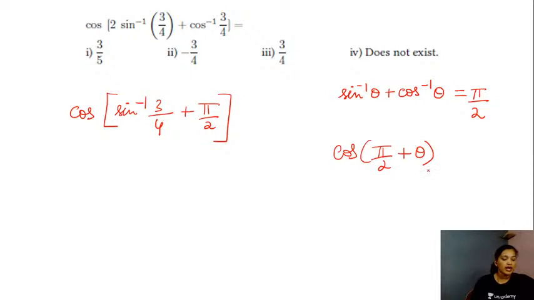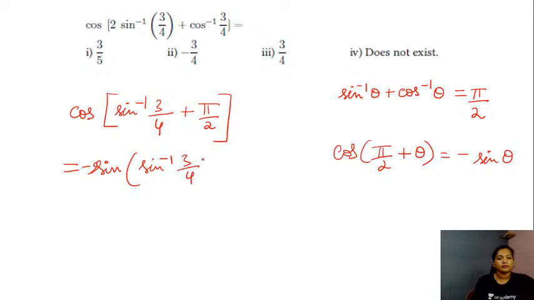Now using your concept of allied angles, pi by 2 plus theta will be in your second quadrant. Your cos function is negative and you have pi by 2, so there is a change. So this will be equal to sine of theta. Using the concept of allied angles, this would be equal to minus sine of sine inverse of 3 by 4. 3 by 4 is less than plus 1, so sine of sine inverse of 3 by 4, students, will be equal to 3 by 4, and you have a negative sign here, so your answer will be minus 3 by 4. Option 2 is the right answer here in this case.